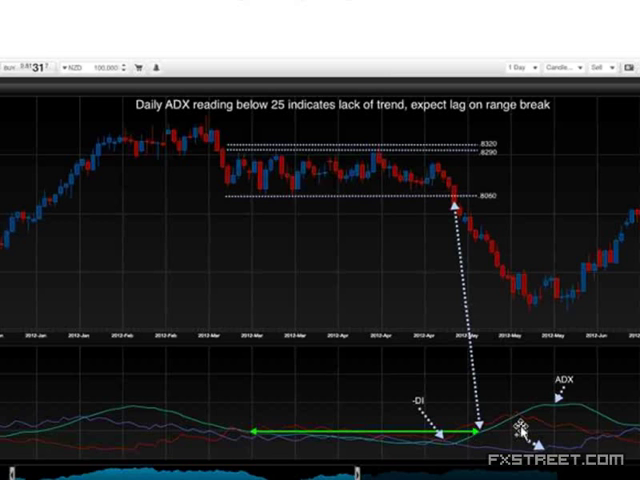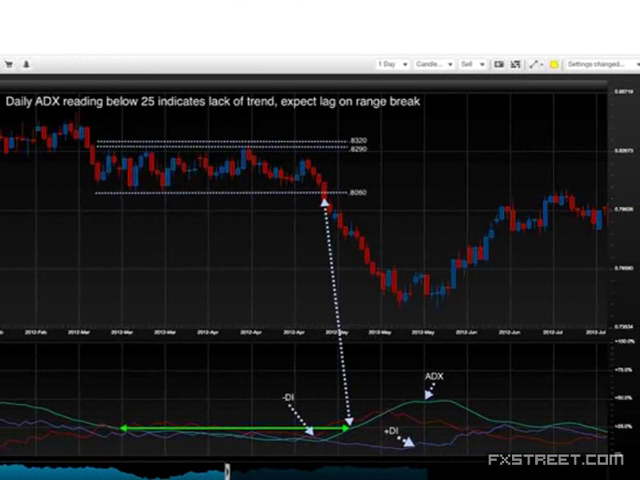And also the ADX, which is derived from an average of the two. That will increase when the range breaks.